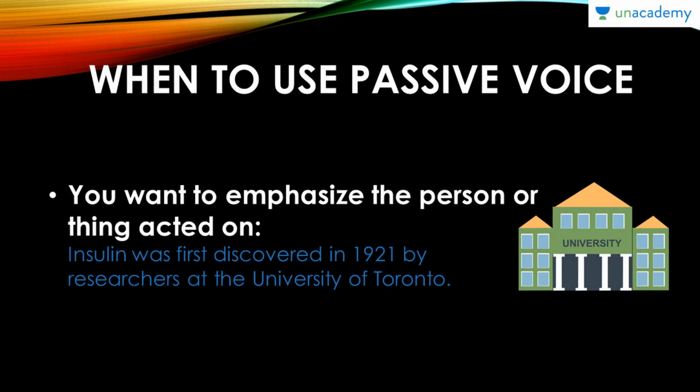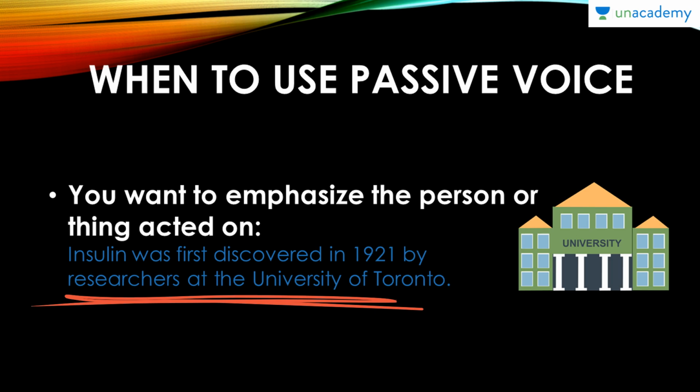When you want to emphasize the person or thing acted upon, this is probably the main point. Insulin was discovered in 1921 by researchers at the University of Toronto. Now, what was discovered? That is our point of emphasis, insulin. By whom is secondary, right? Of course, they should get their credit.